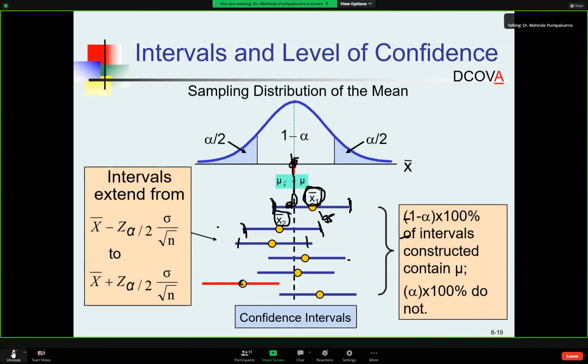But if the sample mean is like this, then the confidence interval lower limit is here, upper limit is here. Then our confidence interval is wrong because it does not include the population mean. But what is the probability that we can have a wrong statement?